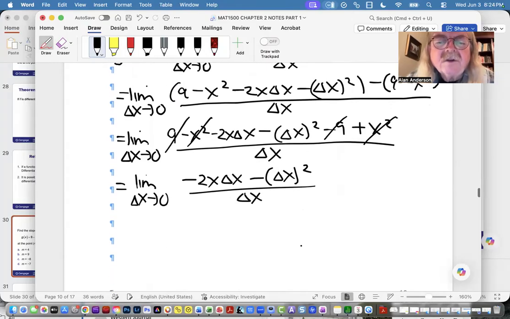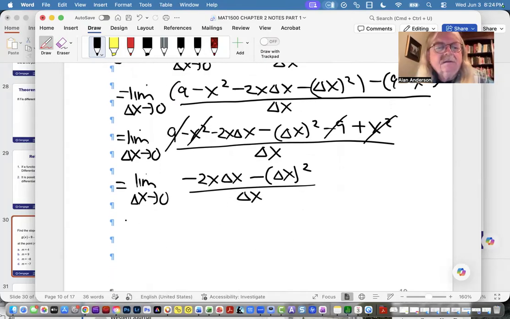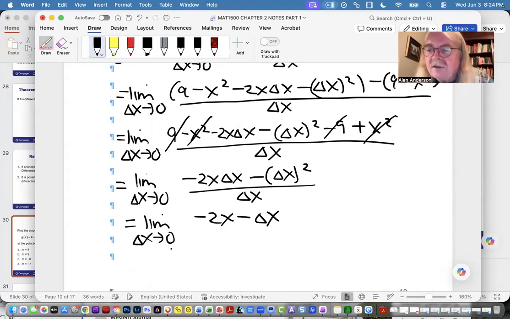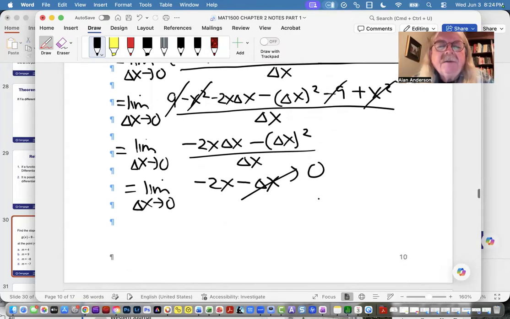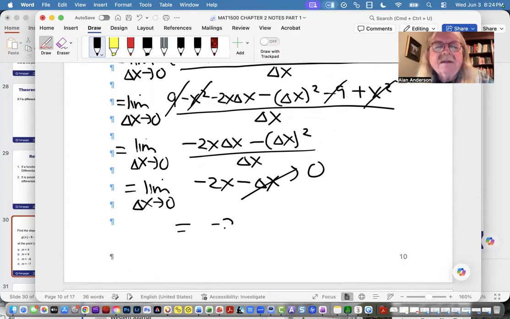Now of course there's more cancellation here because everything is a function of delta x. We'll have minus 2x minus delta x. And now, because we're taking the limit as delta x goes to 0, this goes to 0, and we ultimately end up with minus 2x.